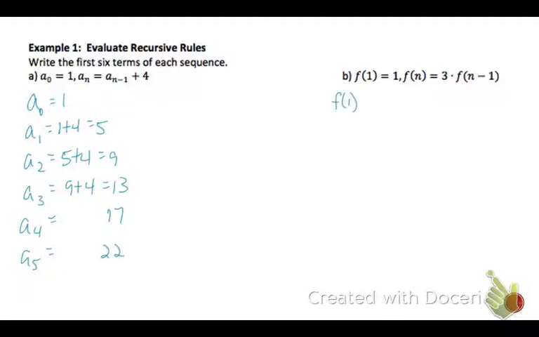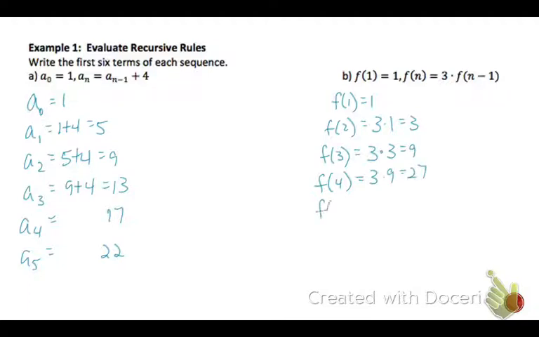Now let's look at B. This is function notation. So our first term is 1. And then if you look at the rule, you can tell that it's a geometric sequence because we're multiplying by 3. So to get our second term, we'll take our term that came before times 3, 3 times 1. To get our third term, we'll take 3 times the term that came before, which is 3, so 9. To get the fourth term, we'll take 3 times the term that came before, which is 9, to get 27. And hopefully you see the pattern. So 27 now times 3, 81. So each time we're multiplying the term that came before by 3.